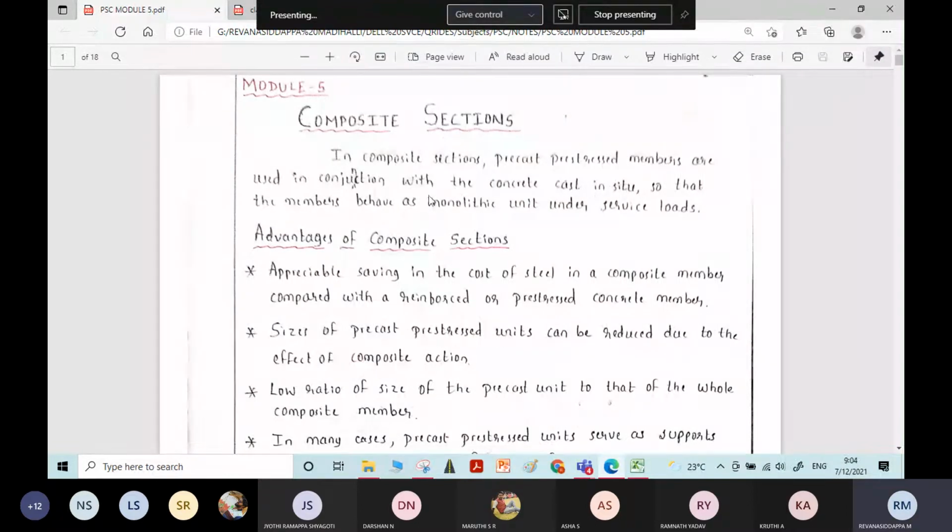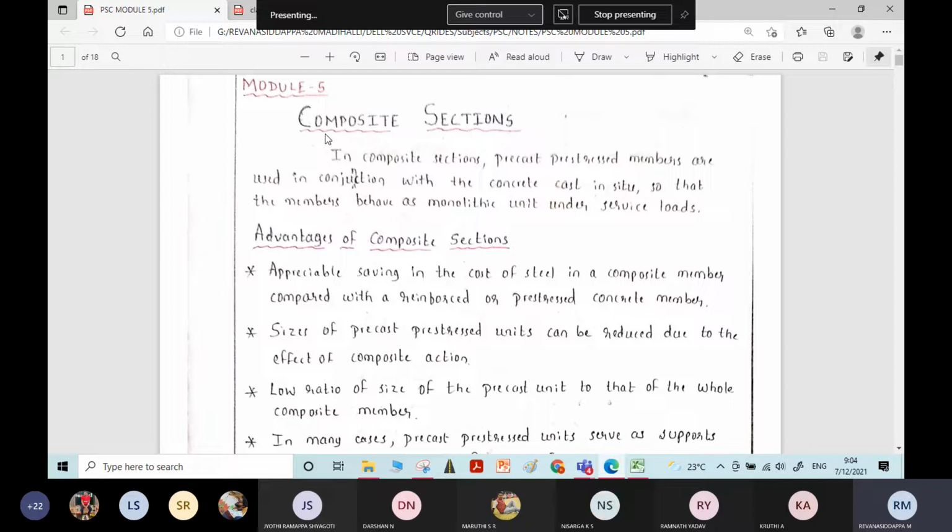The composite sections, what may be the meaning of composite section? The name itself represents its definition. Composite section is the combination of pre-stressed concrete and reinforced cement concrete. Instead of going for just pre-stressed concrete or just reinforced cement concrete, a combination of both pre-stressed concrete and reinforced cement concrete will be utilized for a construction. Then it is called a composite section.